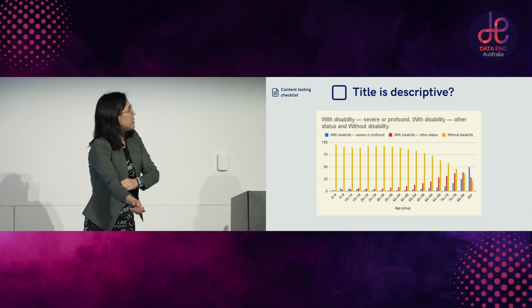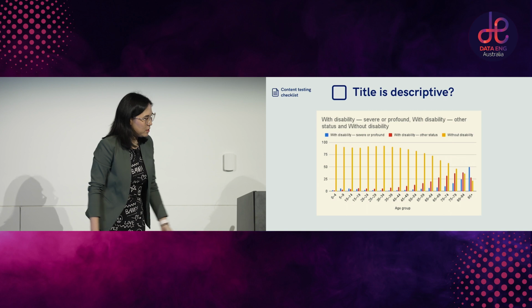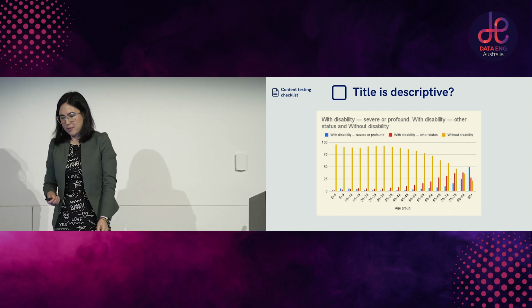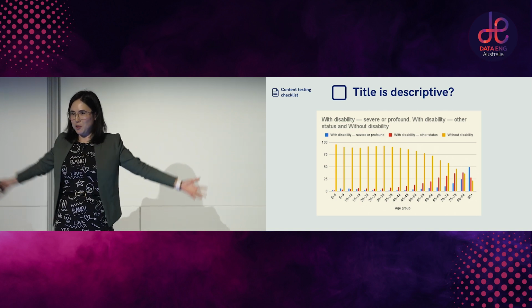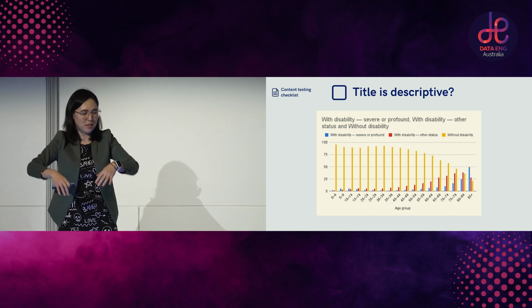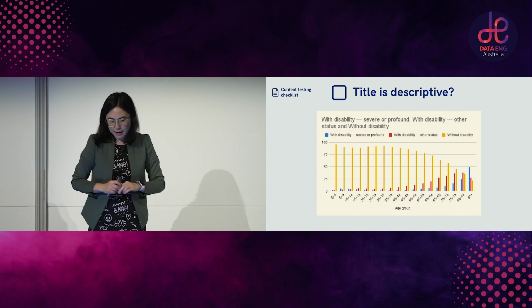So let's start with the default chart, and then we'll work to make improvements along the way. All right, so here is a chart. First thing, is the title descriptive? With disability, severe or profound, with disability, other status, and without disability. So Google Sheets grabs all of the column titles and just chucks them into the title. Most folks will obviously fix that.